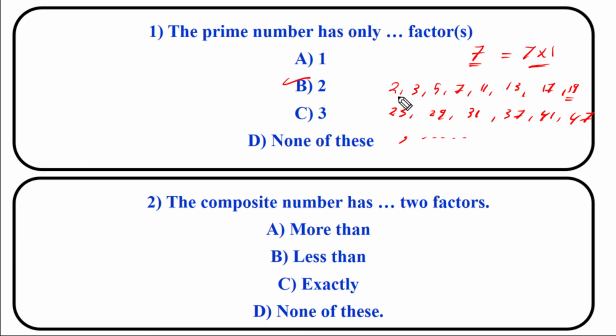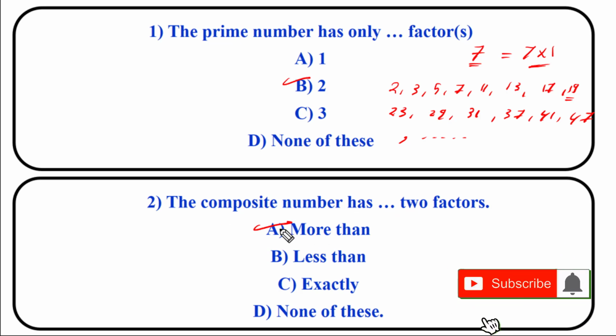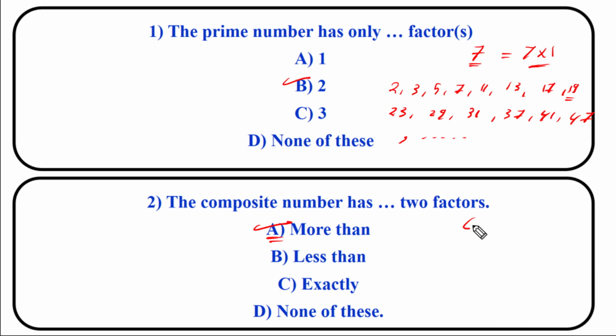And the smallest prime number, guys, is 2. This number is the only even prime number we studied before. Number 2, the composite number has more than 2 factors. So we will start with A is the correct answer. For example, 6 is a composite number. Why, guys? Because 6 has more than 2 factors. 6 is 6 times 1 and 2 times 3. Now, how many factors of 6? 6 has 4 factors. So 6 is a composite number.